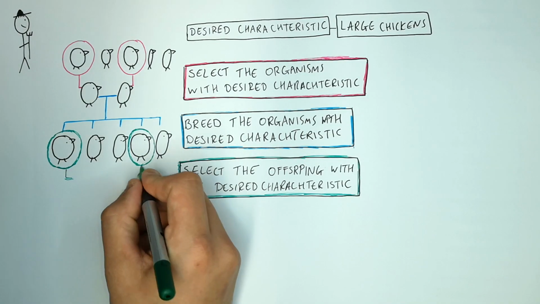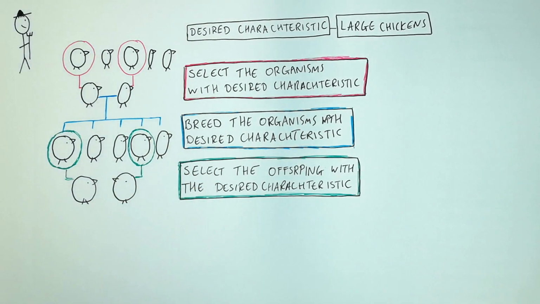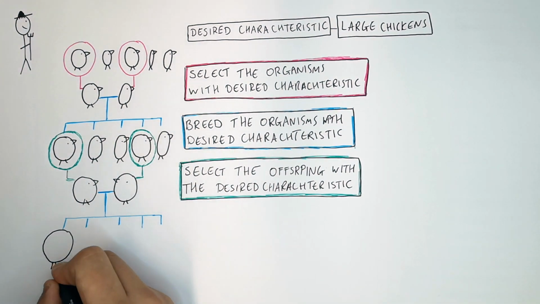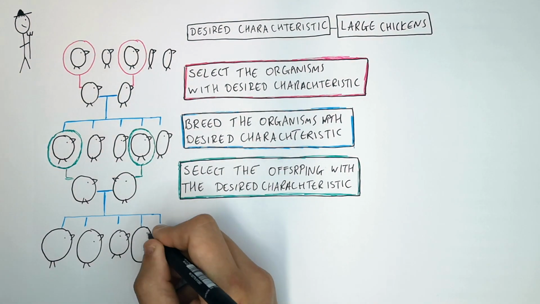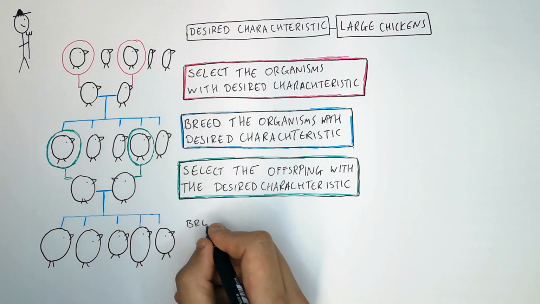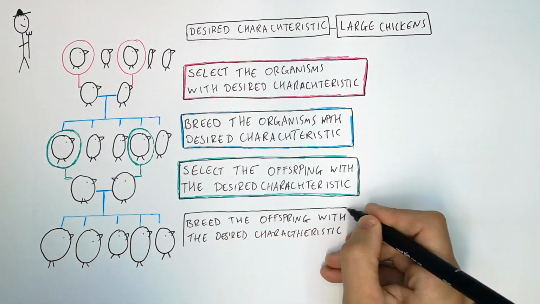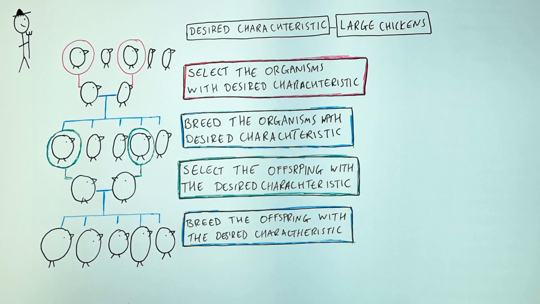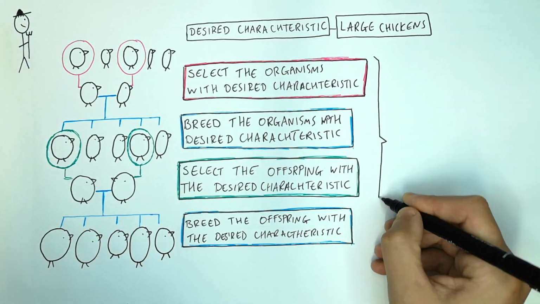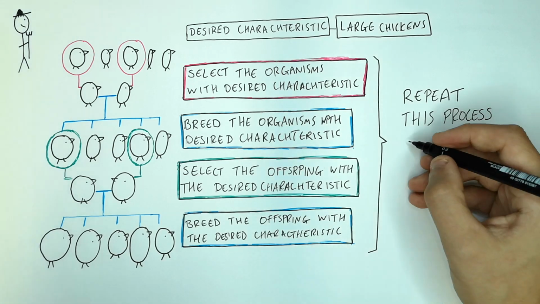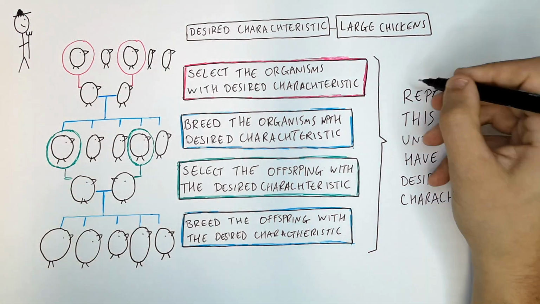So you select the offspring with the desired characteristic, and then you breed them together. So you're breeding the offspring together to form even more offspring that are even larger. And then hopefully you're going to form even larger chickens. So then you repeat this process. Really important, you repeat this process. The more times you do, the more you have the desired characteristic.